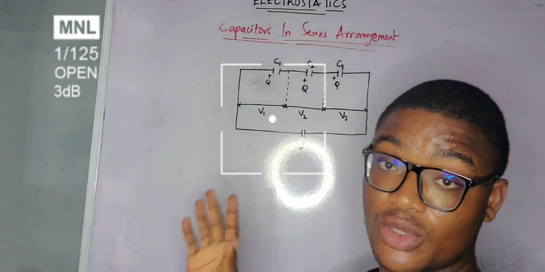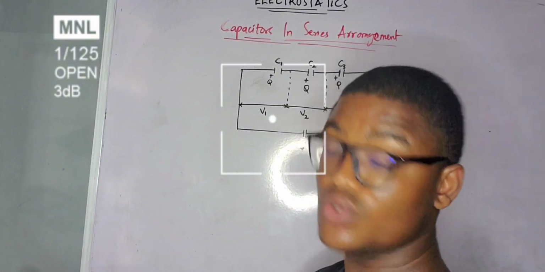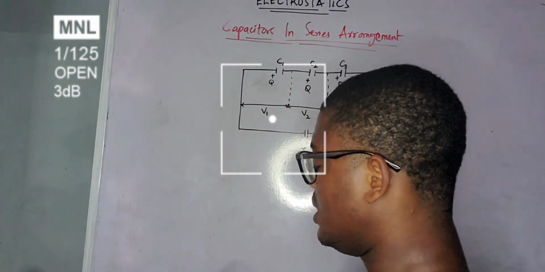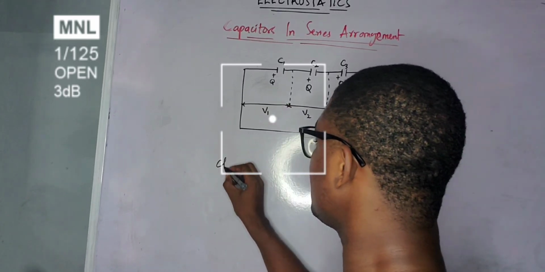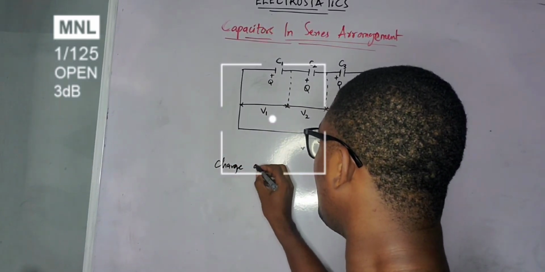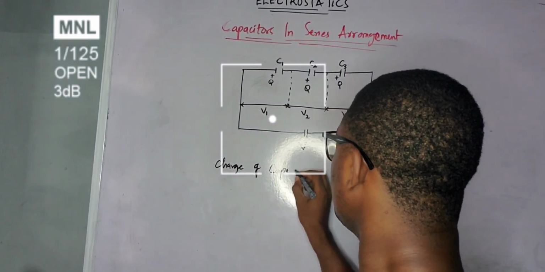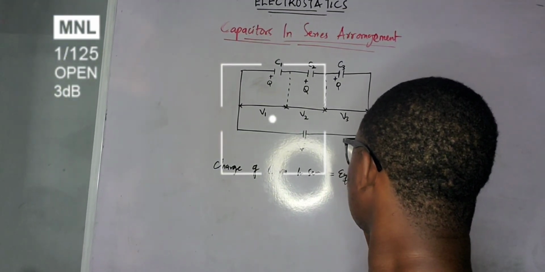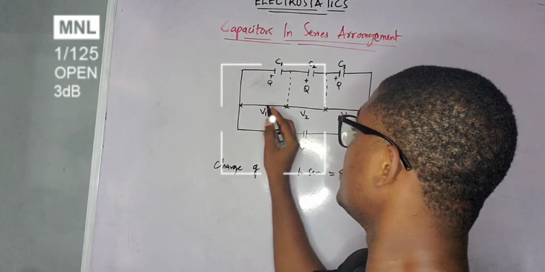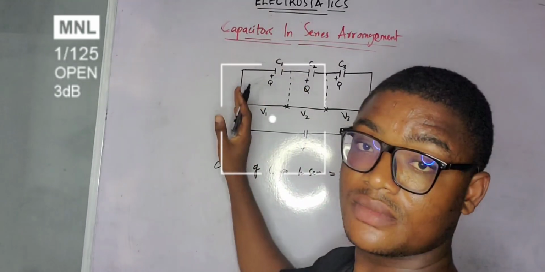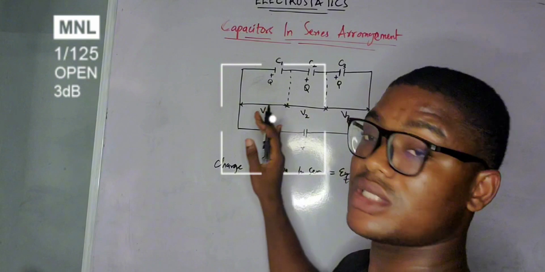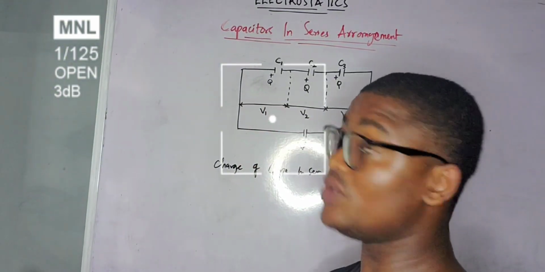We don't write Q1, Q2, Q3. It means the Q is the same. The first thing you have to take notice of is that the charge of capacitors in series is equal. I hope you understand. The charge of capacitor 1 is equal to the charge of capacitor 2, which is equal to the charge of capacitor 3. That is, they have the same charge when you arrange them in series.